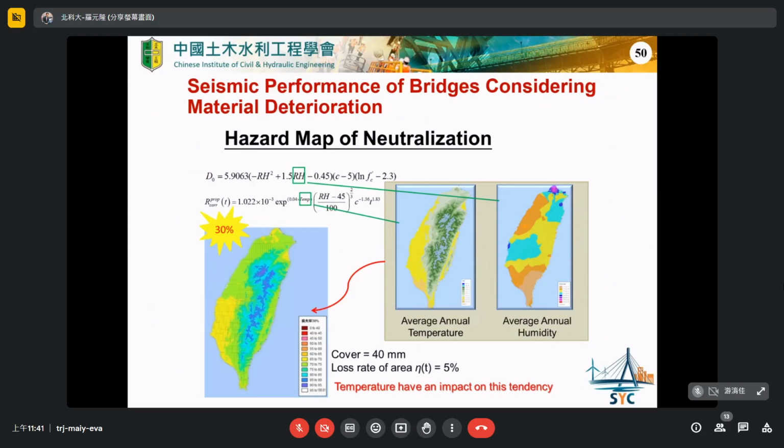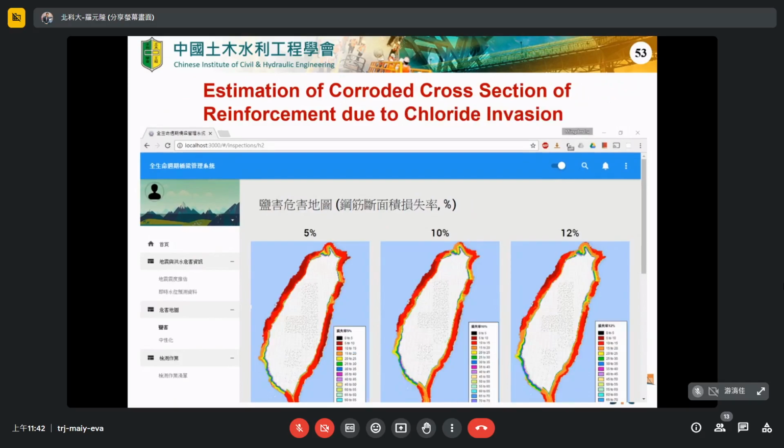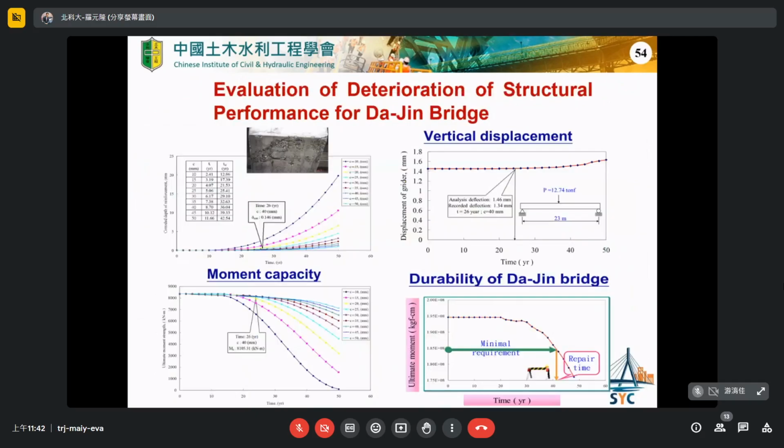Okay, so according to the GIS, GPS, we can understand the environmental influence on the material. And also we can estimate the time needed for the cross-sectional area of the reinforcement to suffer 5% loss or 10% loss or 12% loss. So this is due to the chloride invasion. Of course, you can see those two figures are different because the chloride invasion zone is very close to the coast. Yeah, so this is our result.